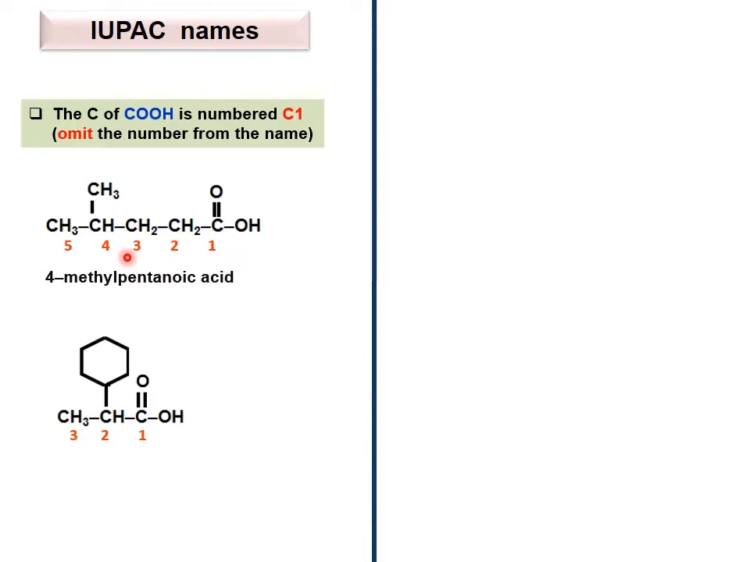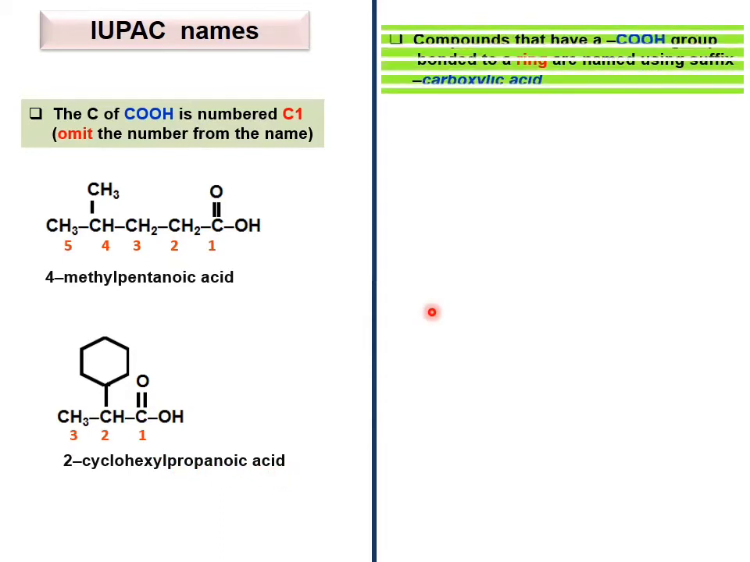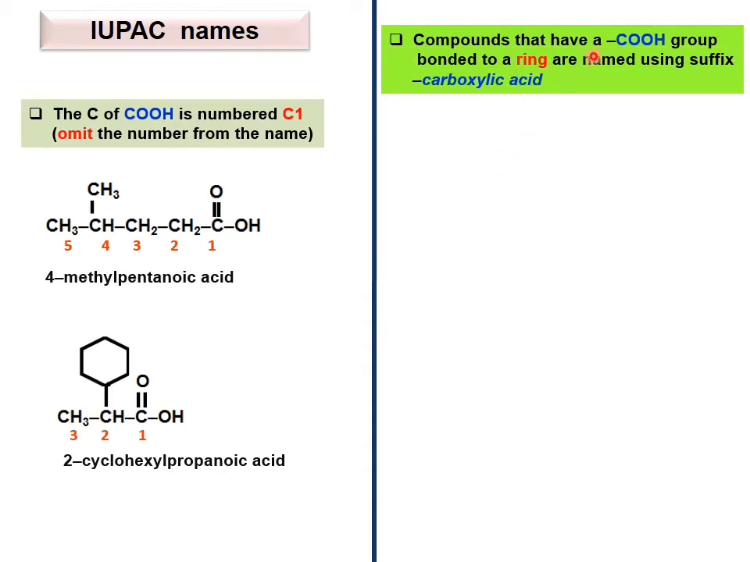Okay. But we have a substituent at carbon number 2 here. We have cyclohexane. So when cyclohexane becomes a substituent, the name should be 2-cyclohexyl propanoic acid.